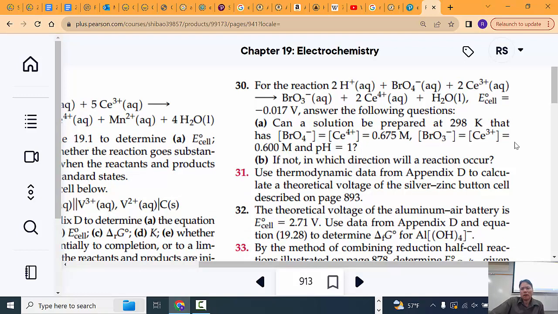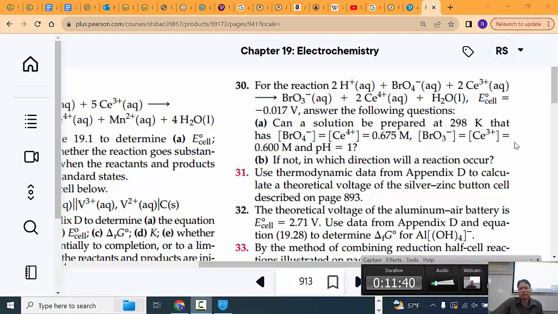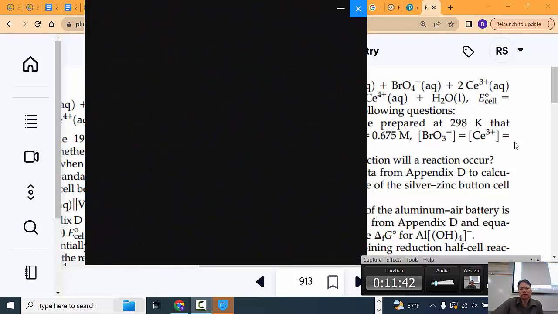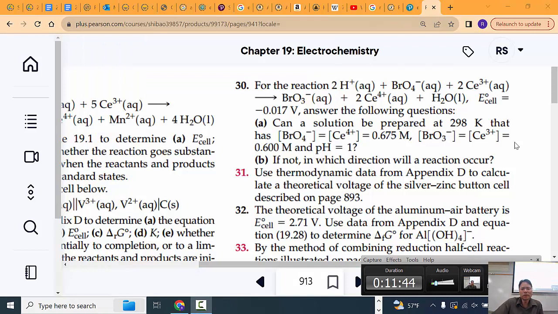All right, once we know how many moles of electrons, then stoichiometry. Stoichiometry, we have a number of different ways we can tackle the stoichiometry.